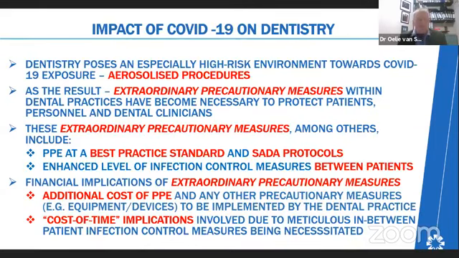And then there's the financial implications of these extraordinary precautionary measures. Firstly, in the form of the additional actual cost of PPE, and then any other precautionary measures, such as equipment in the form of extra oral aerosol evacuator aspirators, fogging or disinfecting units, and air purifiers that some practices are implementing to assist in getting the environment as virus-free as possible. And then furthermore, the cost of time implications involved due to the meticulous in-between patient infection control measures, which now takes a lot more time. We'll discuss the effect thereof in the next slide or so.